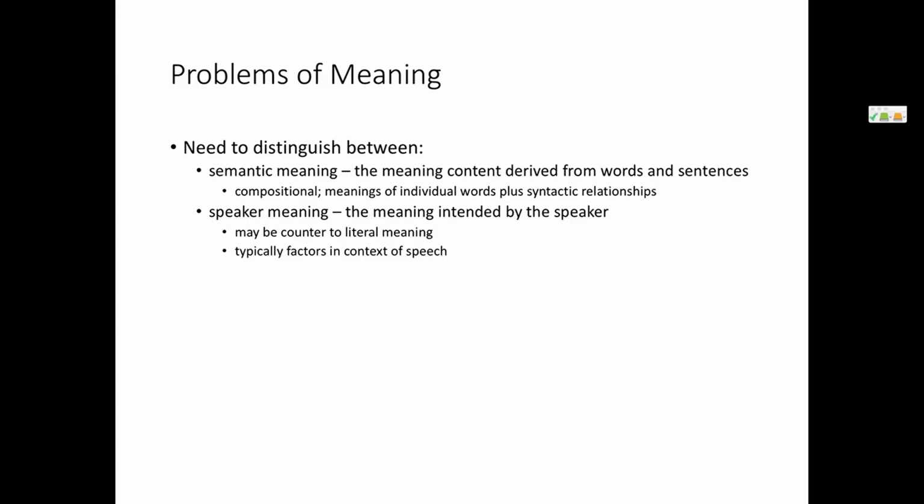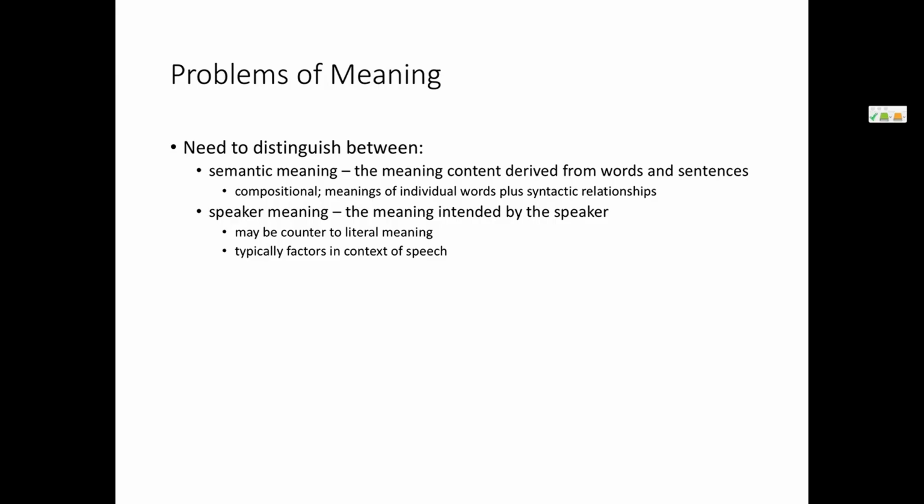So we need to distinguish between the semantic meaning, the meaning content derived from words and sentences, so compositional meaning, basically the roots of the words and the morphemes that go with it, and the sentences and how they're put together, that kind of construction. And then the speaker meaning, the meaning intended by the speakers. That could be counter to the literal meaning, and it's very much dependent on the context of speech. That's where sarcasm comes in. This is where we get irony.